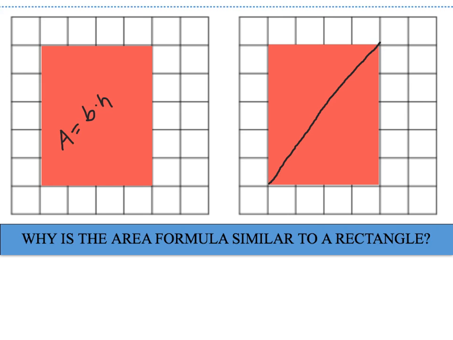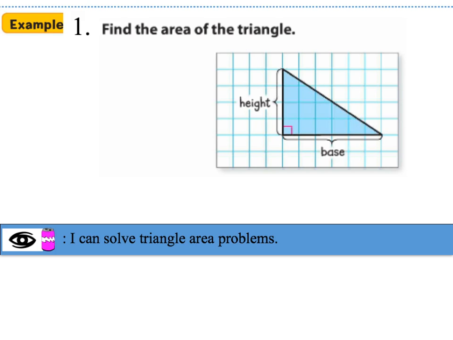So I can say the area of this side would be area is equal to base times height, but let's divide it by 2 because I have two sides and I cut it in half. And this side would also be area is equal to base times height, but let's divide it by 2. So that's pretty much where the area formula comes from, because you're cutting a rectangle into two pieces. So for example, when it says find the area of the triangle.